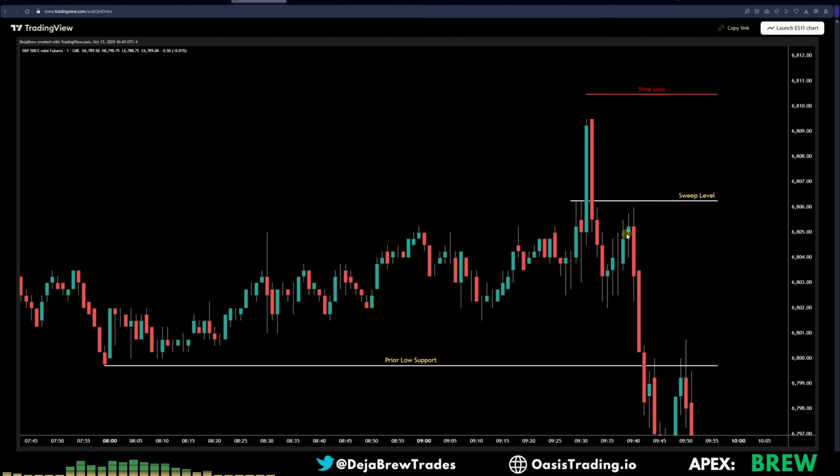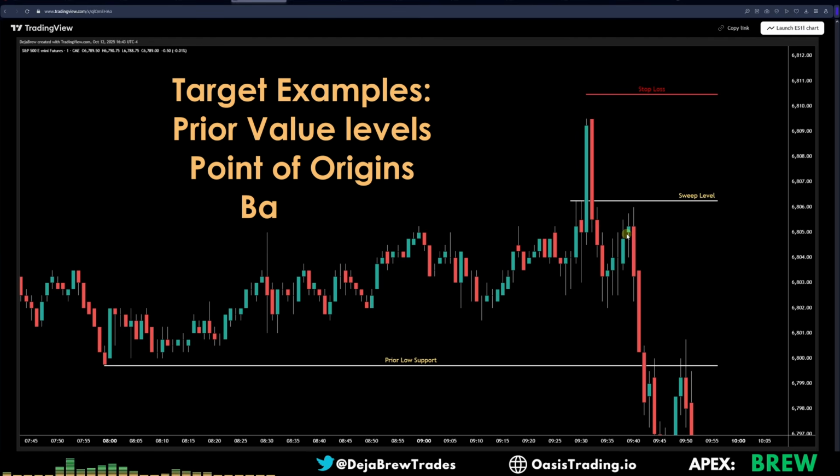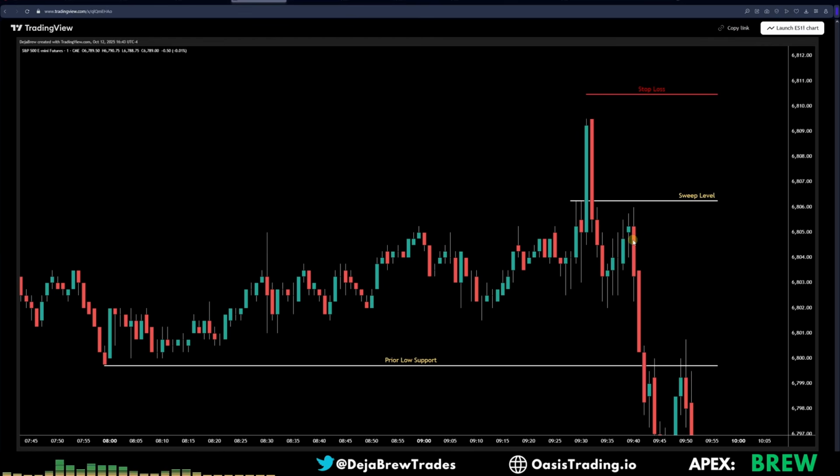Now, once you identify where your stop loss should be, once you identify where your general target should be, and your targets can be many things. It can be prior value levels. It can be point of origins. It can be prior 30-minute bar lows. I mean, anything. Targets are really up to the trader. There's no set in stone, I always target this. You want to be looking for prior value. In this case, it's a bearish sweep, so we want to look for lower value, right? Those lower value levels.